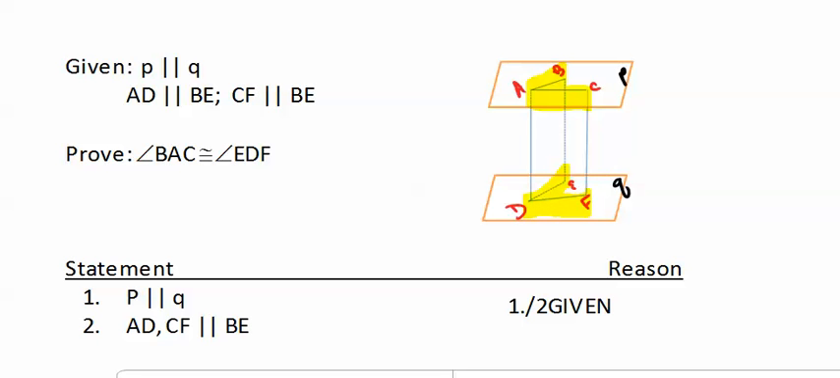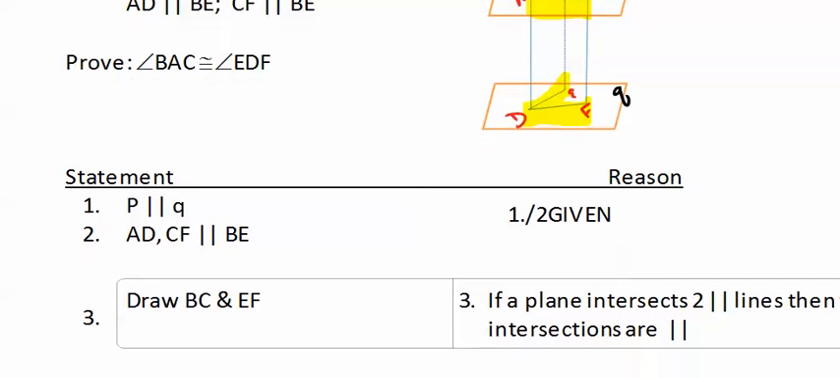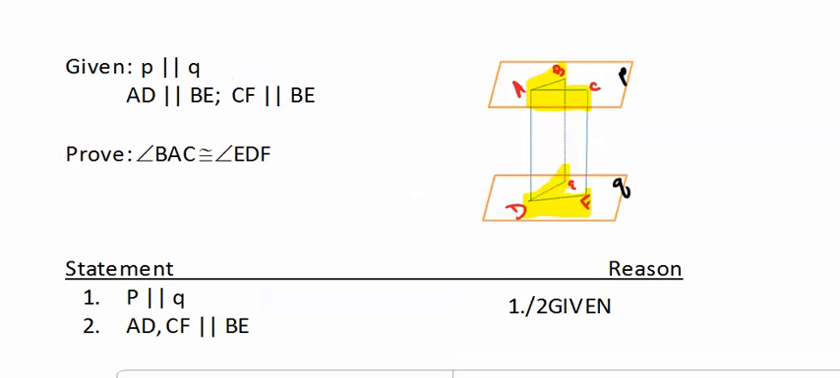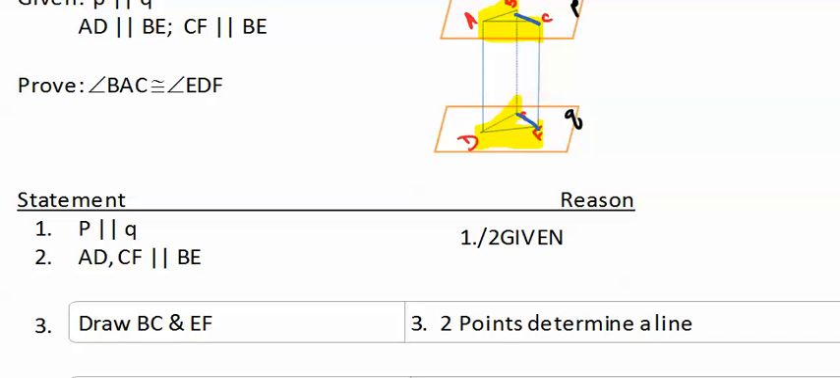So the first thing we're going to do is draw BC and EF to create a full triangle. And we can say that because 2 points determine a line. So now we've completed the triangle. If we can now state that the triangles are congruent, then we can say that the parts of the triangle are congruent.